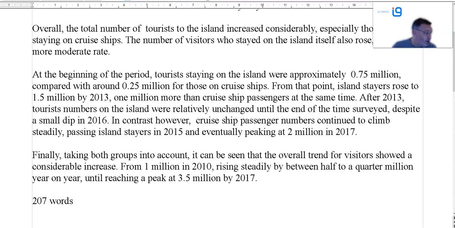I'll show you the criteria again. Let me find it, just to give you that idea of what the examiners want. Where is it? This is the criteria for writing.